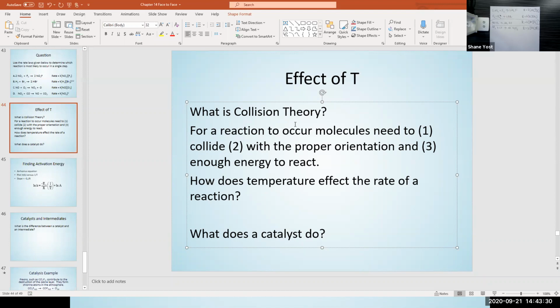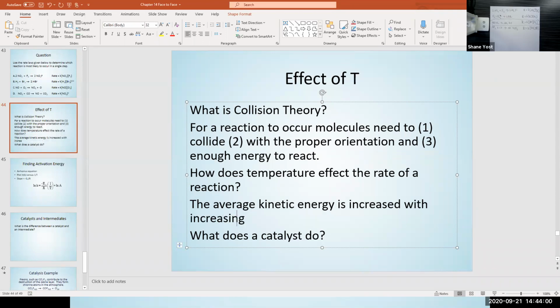Let me phrase this. Out of the things that need to occur according to collision theory, like 1, 2, and 3, which of those things will be impacted by temperature? Yeah, so the energy is increased with increasing temperature.